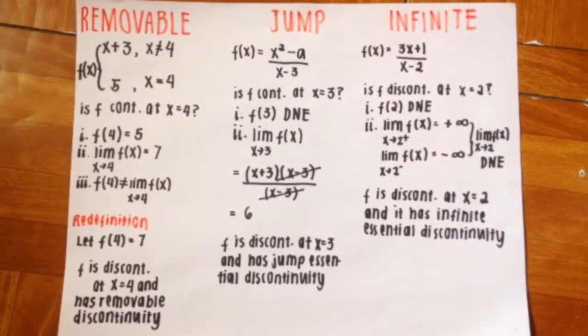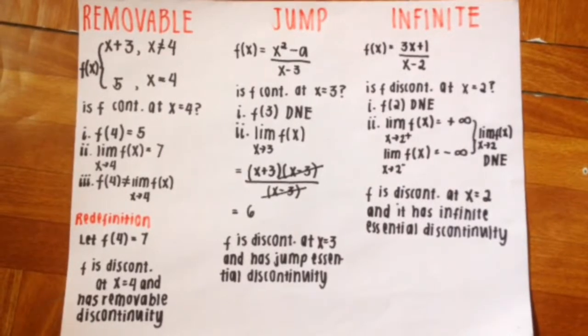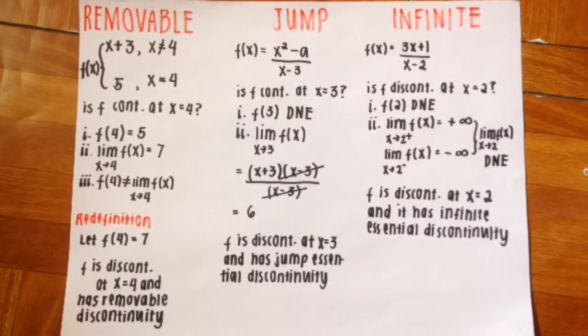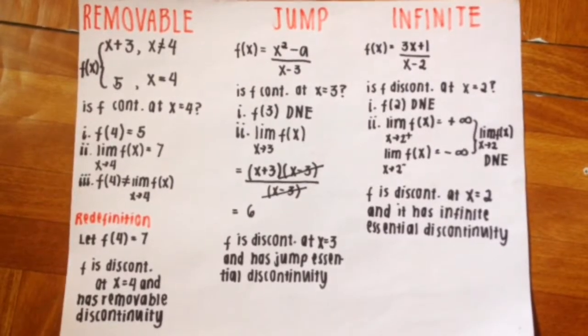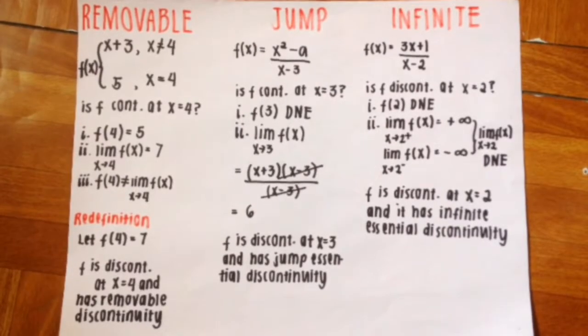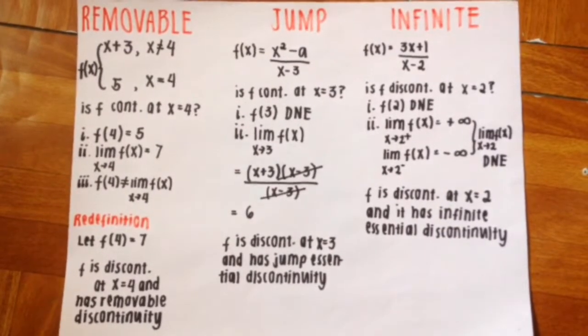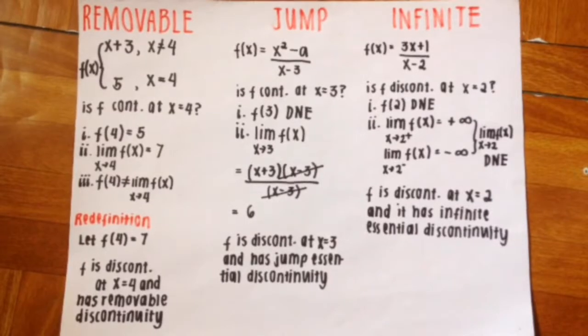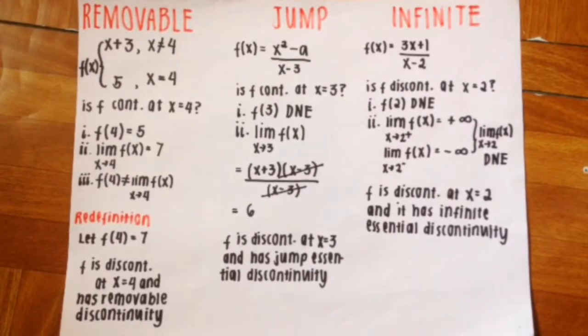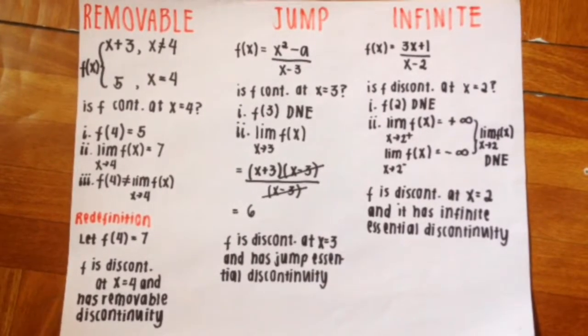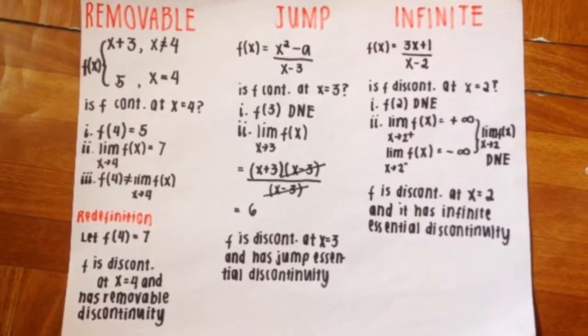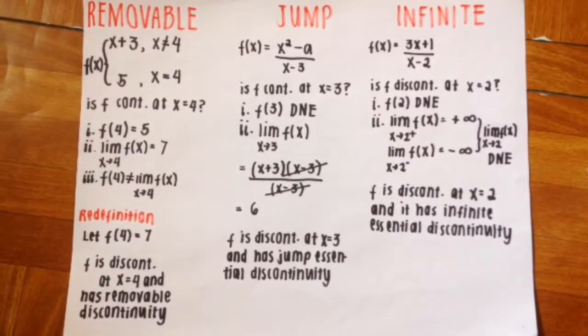Here's an example of a piecewise function with a removable discontinuity. The first part of the piecewise function is x plus 3 when x is not equal to 4. The second part is 5 when x is equal to 4. Is the function continuous at x equal to 4? We will use the steps to identify the continuity of a function. First is to solve for f of 4, which is 5.